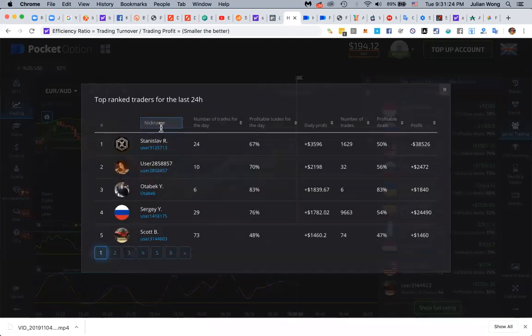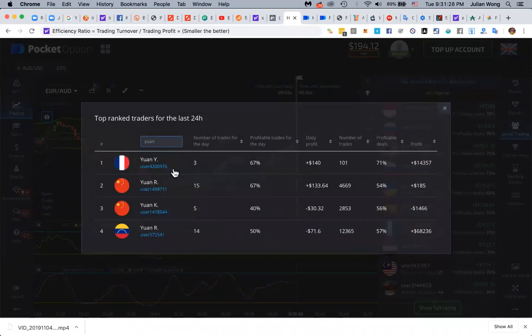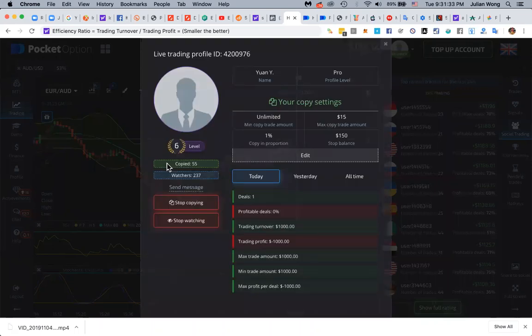The one guy that I find the best so far right now, this guy called Yuan. This is the best guy I found so far. Okay, and he's really good for people with small accounts. So he trades only one size, 1,000, and 55 people copy him. It's really good. He doesn't have a big account, but he's consistent. So this guy, right? I've been following his trading.